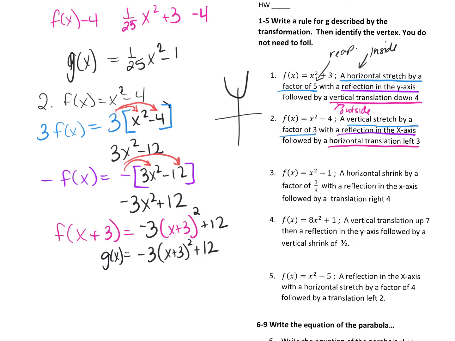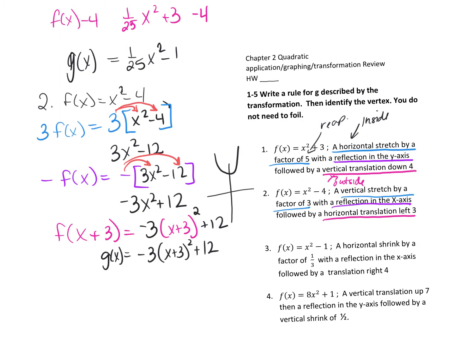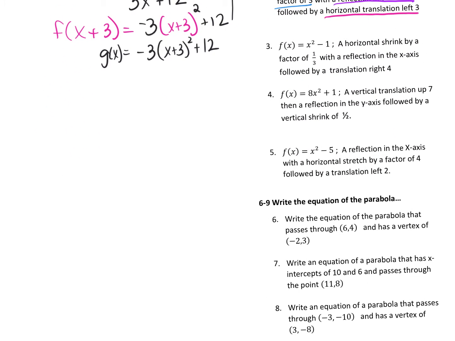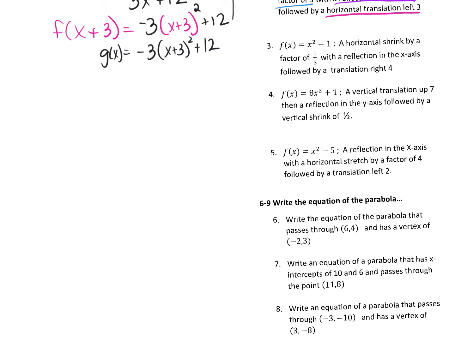Number 3. A horizontal shrink by a factor of 1/3. My f of x is x squared minus 1. Then we're going to do a reflection in the x-axis. And then we will do a translation right 4.